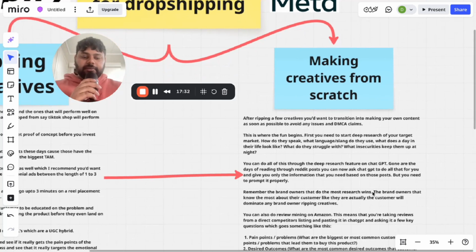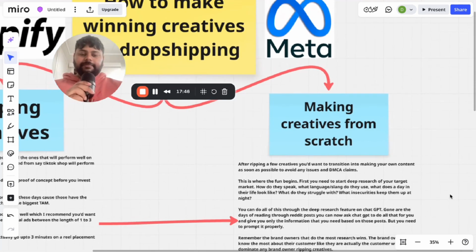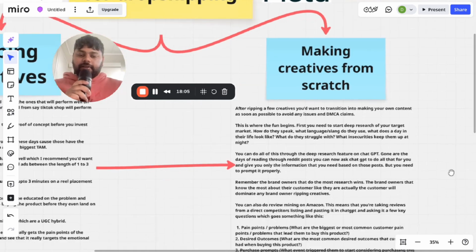Remember, the brand owners that do the most research win. The brand owners that know the most about their customer, like they're actually the customer, will dominate the market and dominate any other brand owner ripping creatives forever, right? And you want to stop ripping creatives as soon as possible, because that opens up a whole can of worms. You get DMCA'd and whatnot, and it's just not fun. You need to take down all your creatives, and your ad account gets banned and whatnot, right?